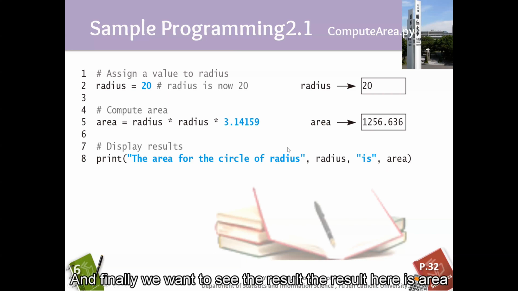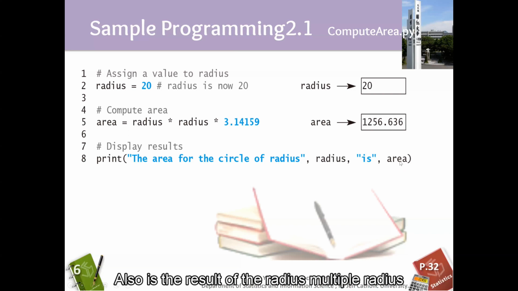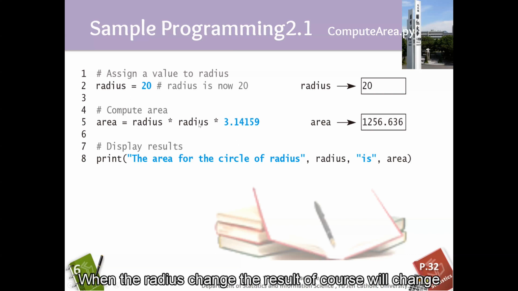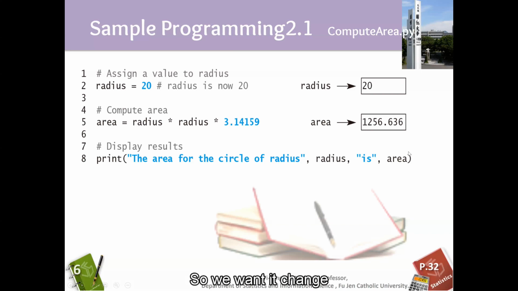And finally, we want to see the result. The result here is area. It's the result of radius, multiplied by radius, multiplied by pi. So it's changeable. When the radius changes, the result, of course, will change. So we want it to change at the same time. So it is a variable part. So we want it changeable and finally print the result.